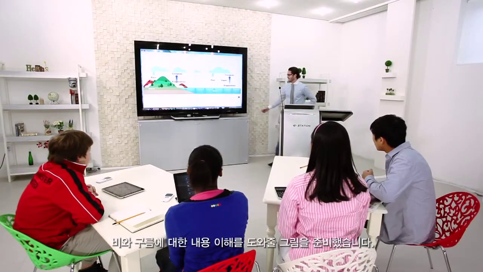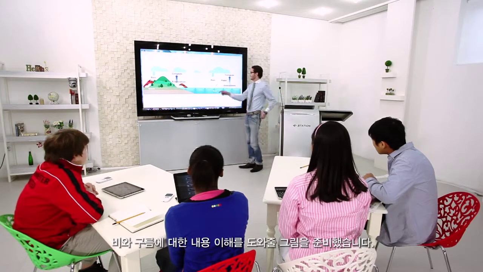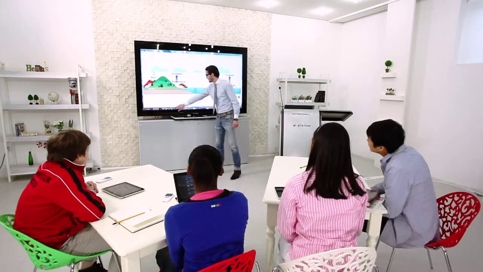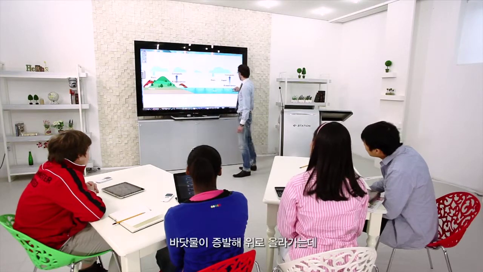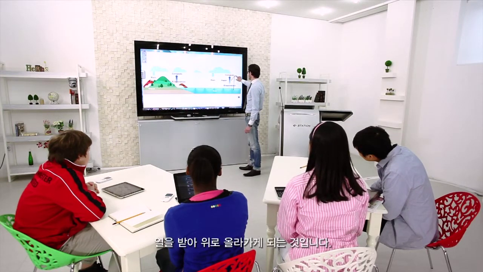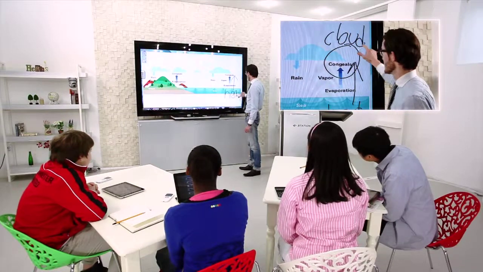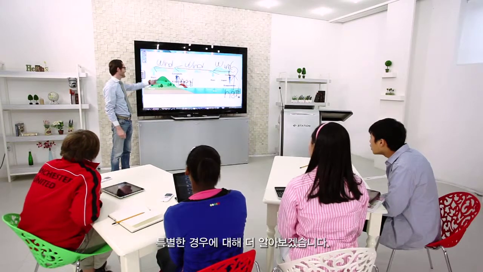For rain and the cloud system, I have prepared a picture over here. As you can see over here, we have our evaporation, which means by heat going up. And now we have our special scenario.